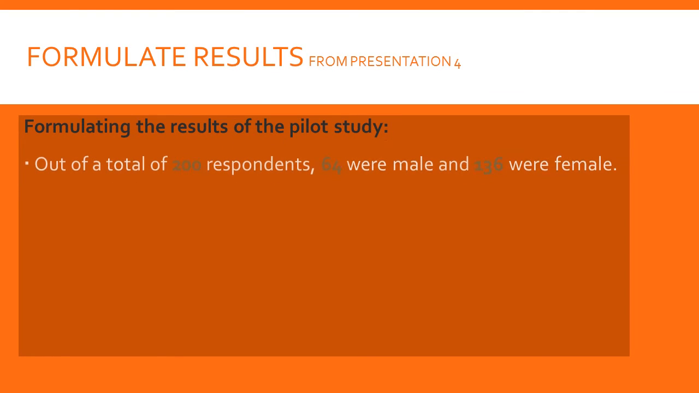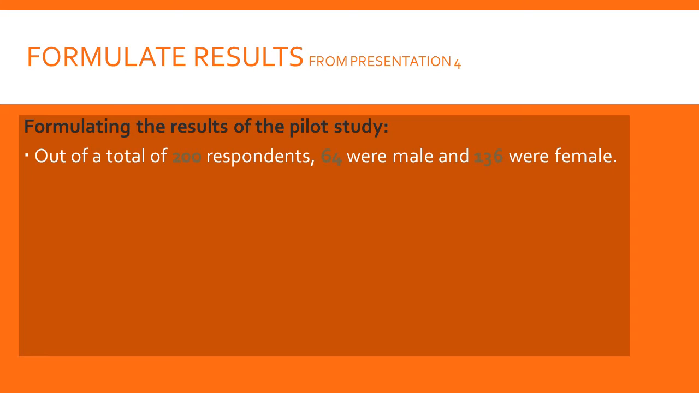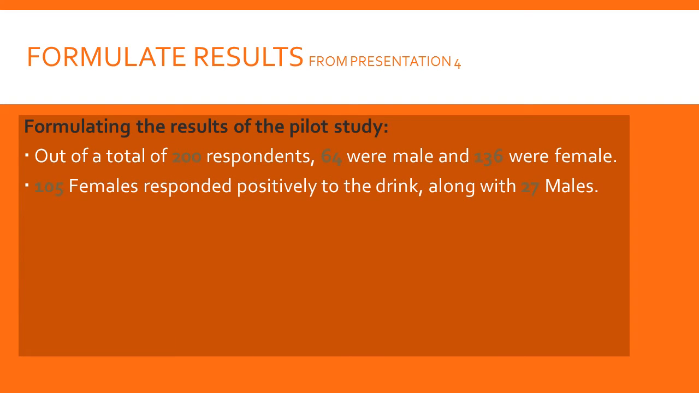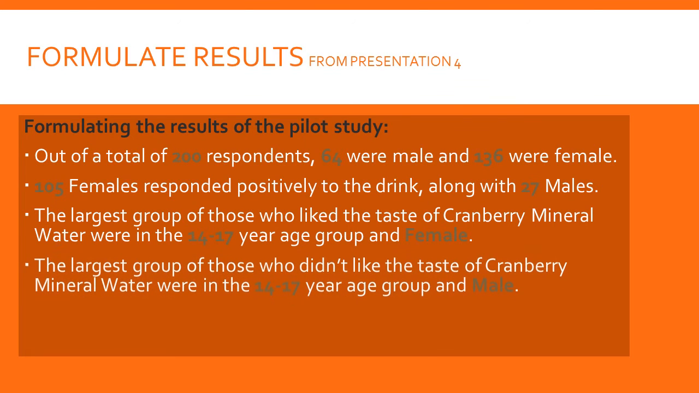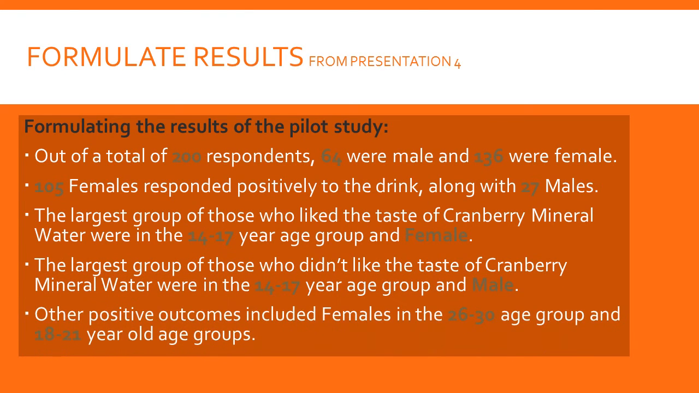Remember, this was about spring water, so they're sort of saying out of a total of 200 respondents, 64 were male and 136 were female. That's an easy formulation. 105 females responded positively to the drink, so they liked it, and there were 27 males that responded positively as well. And then it continues on, talking about male and female groups and those who didn't like the taste of the cranberry, and other age groups that liked the drink. So your formulation will obviously be a little bit different to this, but you'll be able to use your tabulated results in order to make some sort of a formulation.